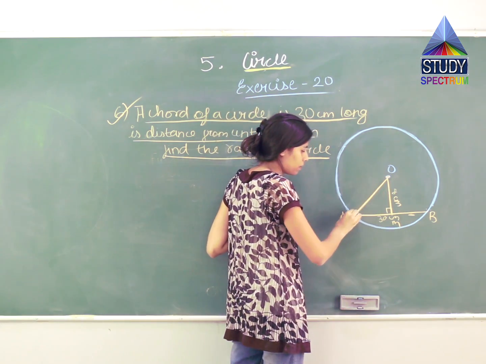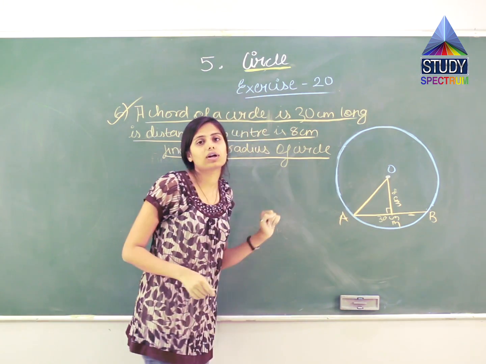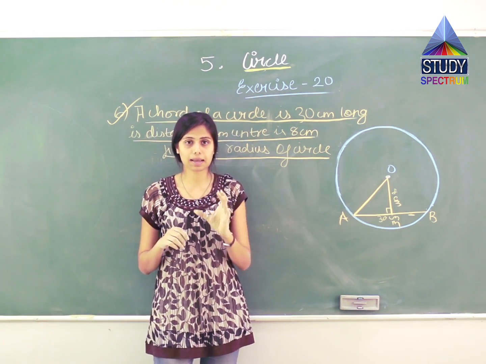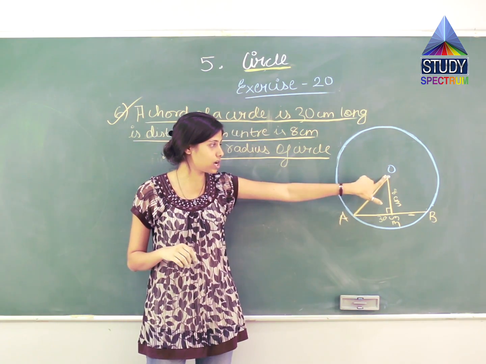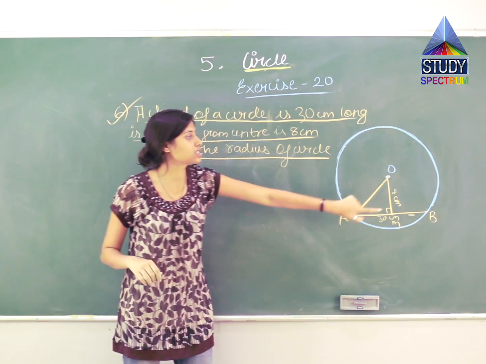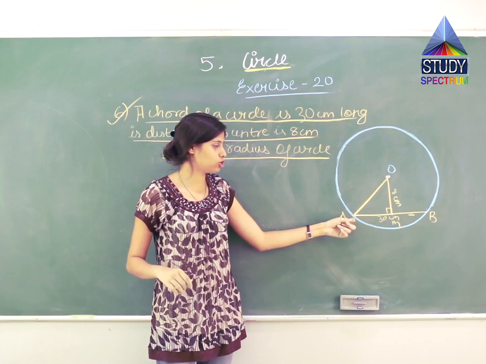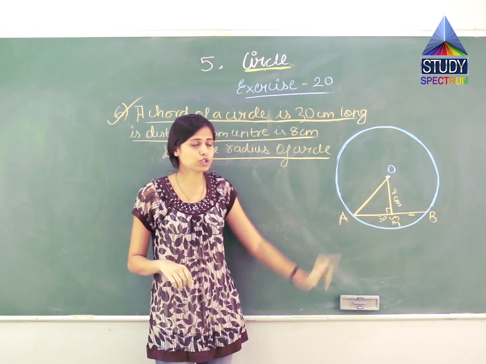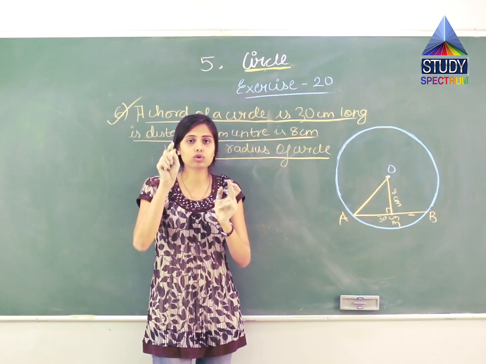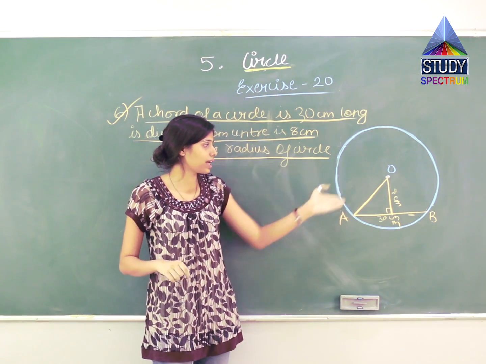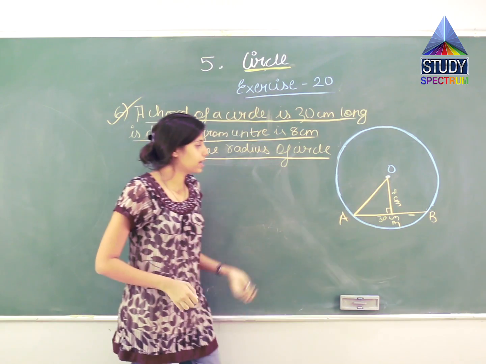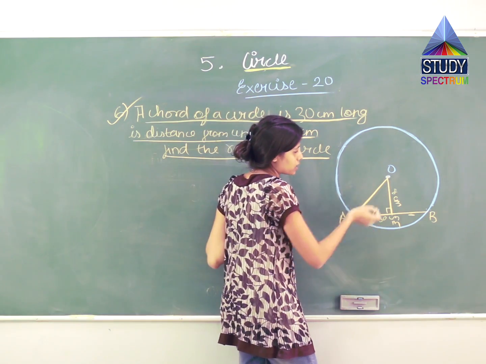OA को connect करूँगी मैं, which is a radius. Tell me what is the definition of a radius? Radius is a segment which joins the center of the circle to any point on the circumference of the circle. A जो है वो सर्कल के सर्कमफेरेंस में है और O जो है वो सेंटर है सर्कल का. उन दोनों को ज्वाइन करने वाला क्या होगा? रेडियस. So OA is what? OA is a radius.